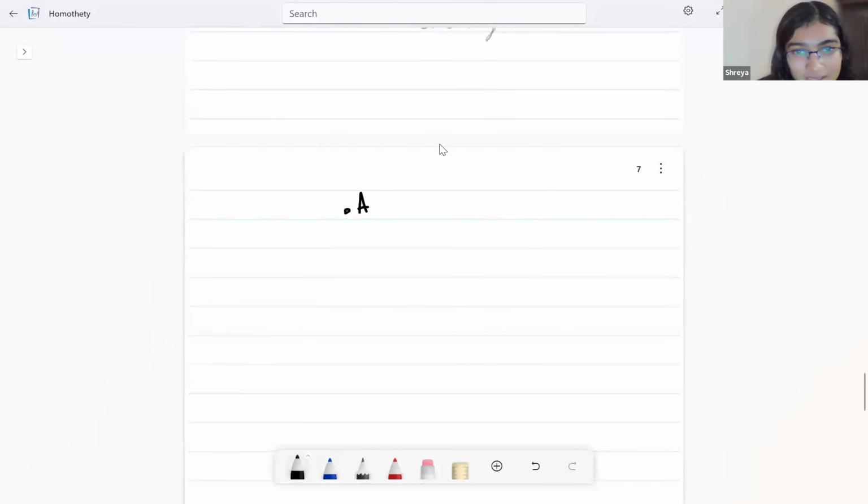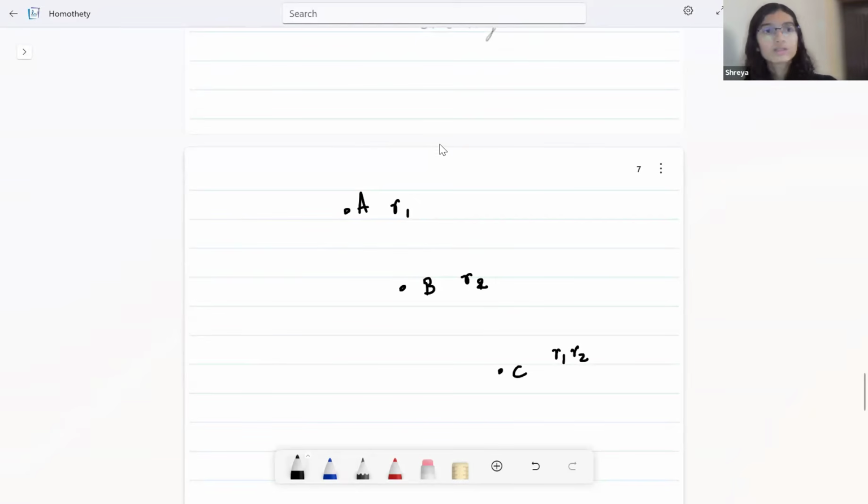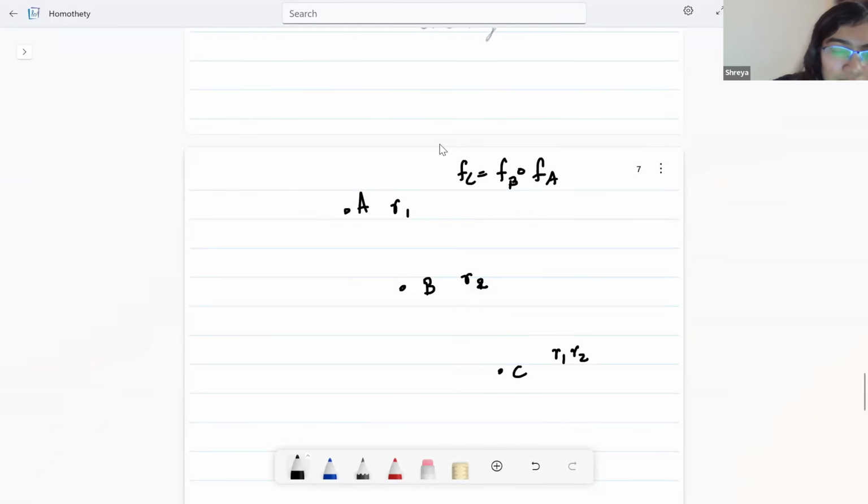So if you have a homothety at A with ratio R1 and a homothety at B with ratio R2, and they compose to form a homothety at C with ratio R1 R2, then how do you show this? We can just look at some points and see what happens. So for instance, we're looking at homothety at A composed with homothety at B being the homothety at C.